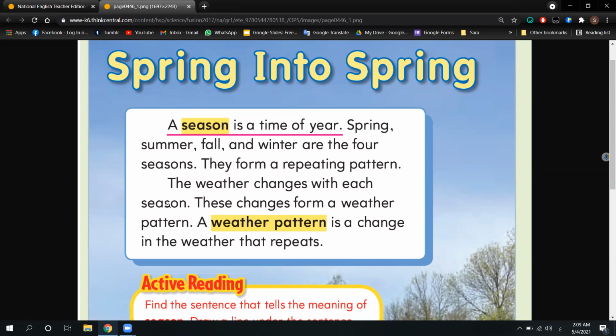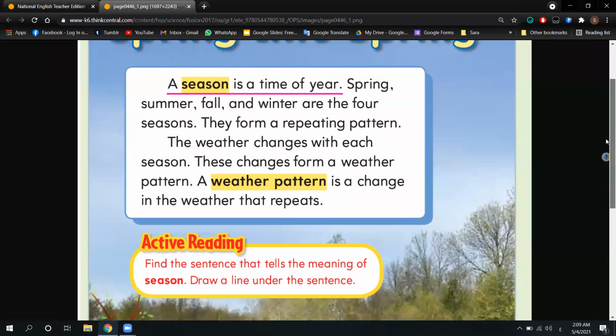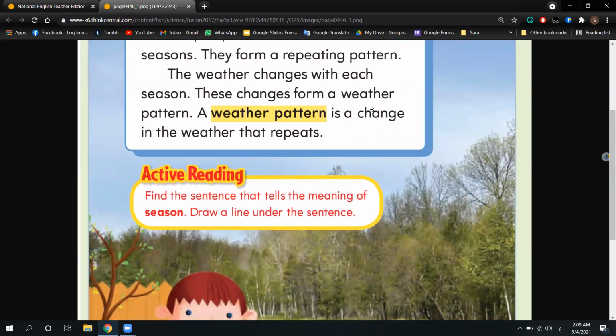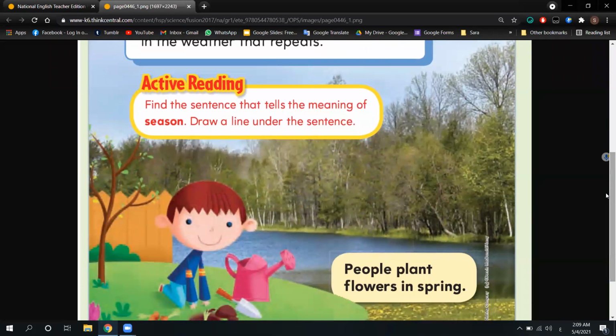What is a weather pattern? It's like the weather changes, like you change your clothes. We can't wear heavy clothes during summer, right? We have to wear light clothes during summer, and we can't wear light clothes during winter because it's going to be so cold and we can't tolerate that. So a weather pattern is a change in the weather that repeats, okay? We have to know it. The word change is a key word, okay?